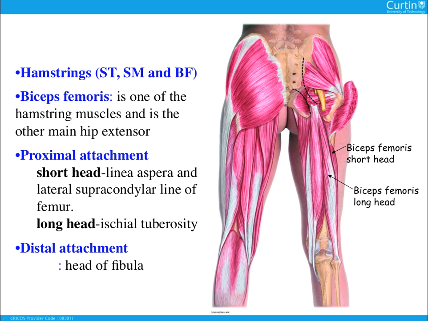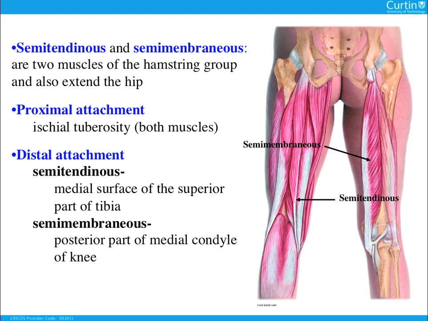Biceps femoris, two heads. Long head from the ischial tuberosity. Short head from the linea aspera all the way down to the supracondylar line. They have a common distal attachment at the head of the fibula, down here. Collectively they extend the hip and flex the knee, because they're a hamstring. Brilliant. Semitendinosus, semimembranosus. How are you going to remember these?